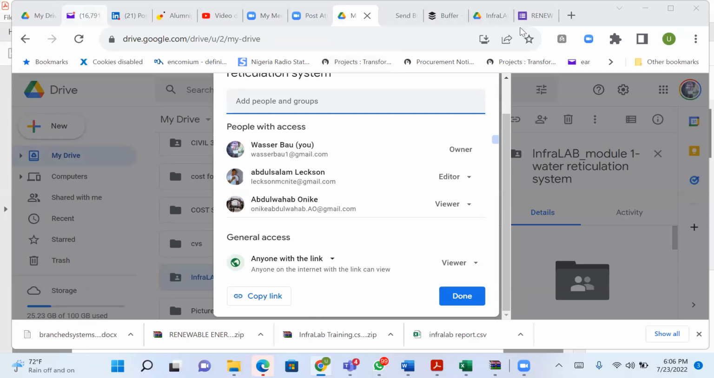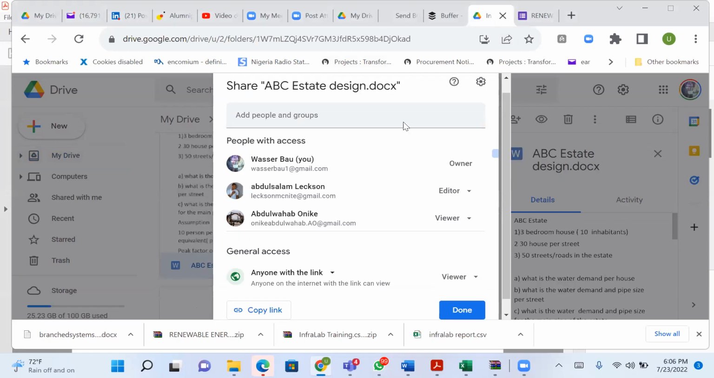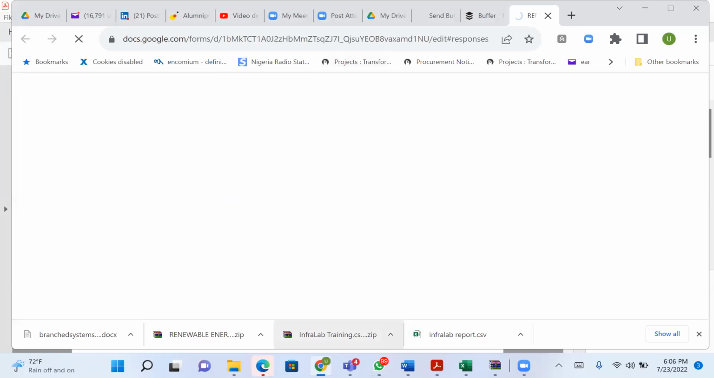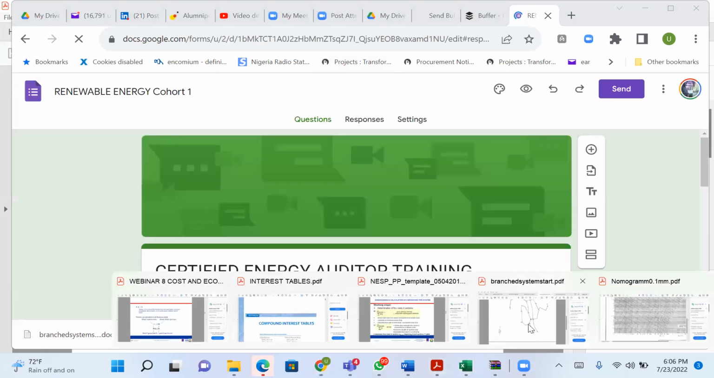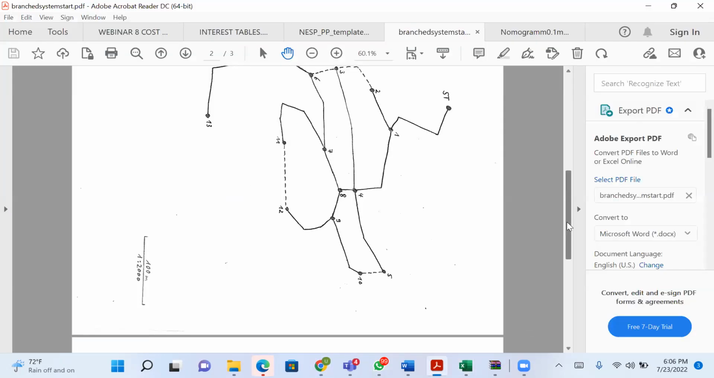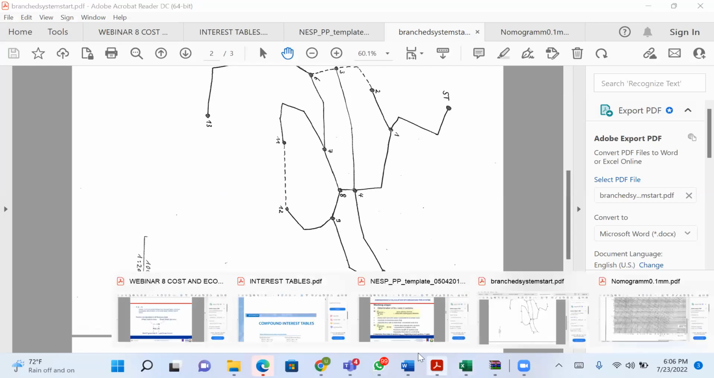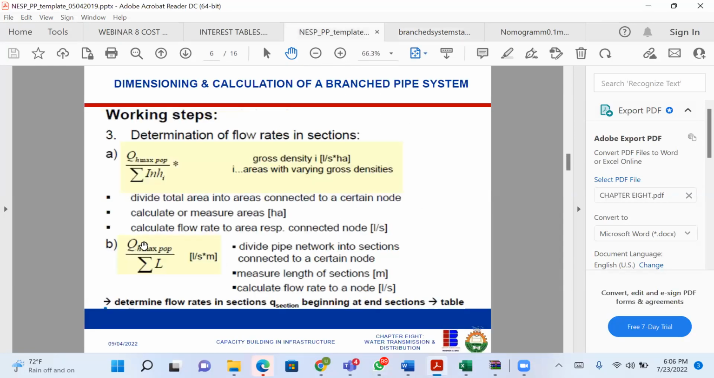To find my way around this. Any question? We're gradually coming to an end of the class, but not before I make sure I finish this slide. So back to this slide. If you finish this, the next thing you say is divide the network into sections. We've done that already, right? Determine flow rate in each section. Determine beginning and end of section. That's what we have done now, right?